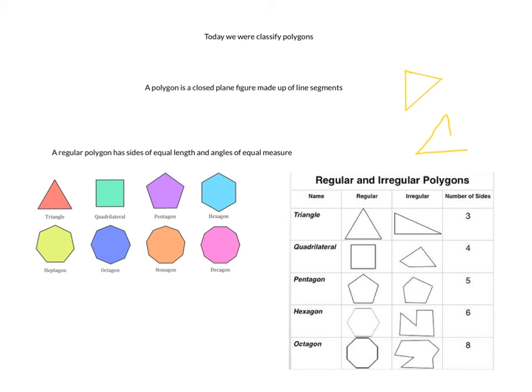Also, we could classify polygons by the number of sides. So 3 sides is a triangle, 4 sides is a quadrilateral, 5 sides is a pentagon, 6 sides is a hexagon, and 8 sides is an octagon. So now it's your turn to classify some polygons. Good luck.